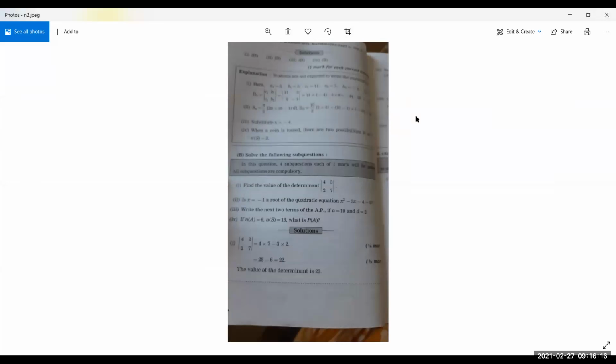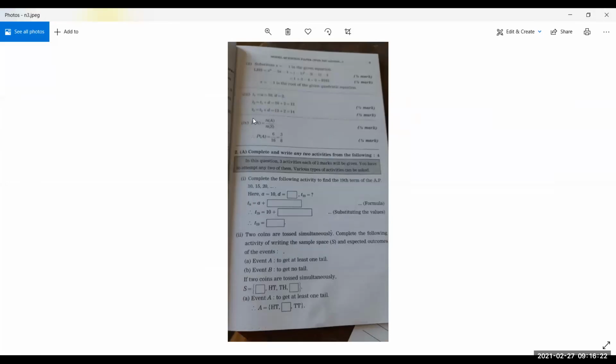Okay, the next question was: write the next 2 terms of an arithmetic progression if a is equal to 10 and d is equal to 2 is given. Again, you know very well, we must know the formula for Tn here, right? So these are the given things. First term is given to us, 10, and the common difference is equal to 2.